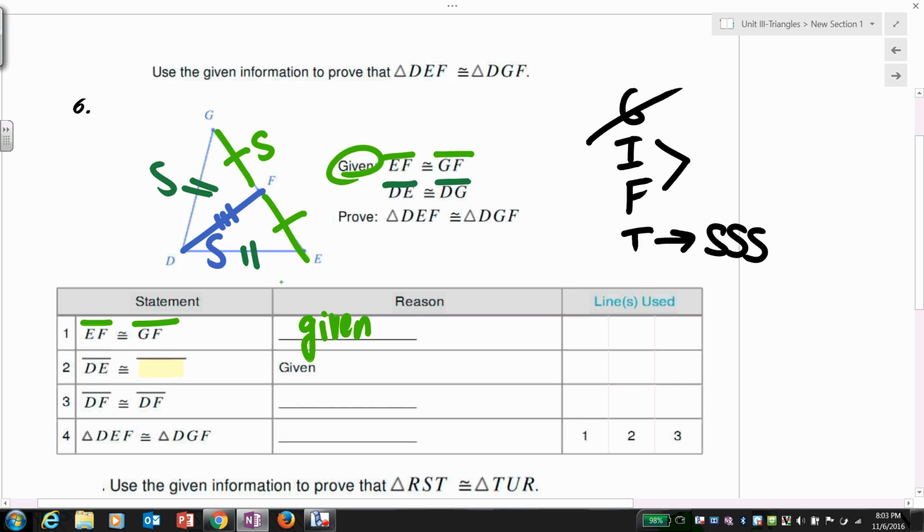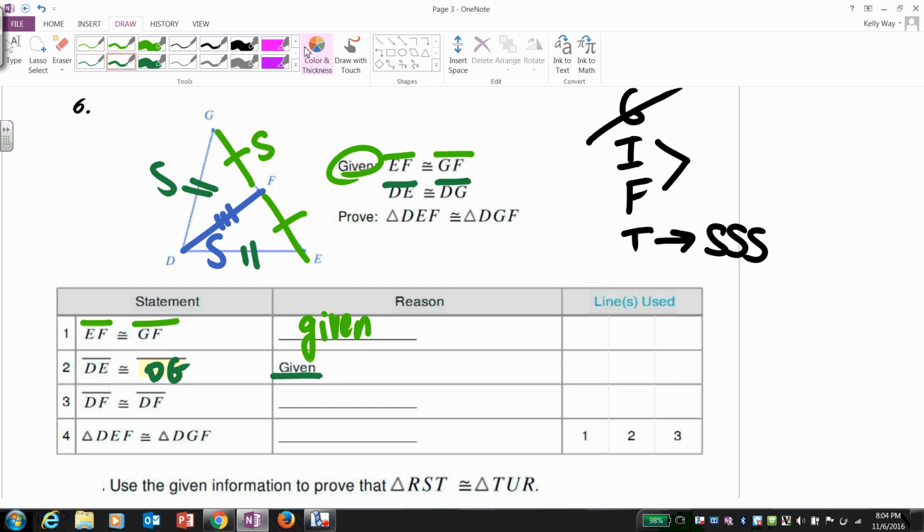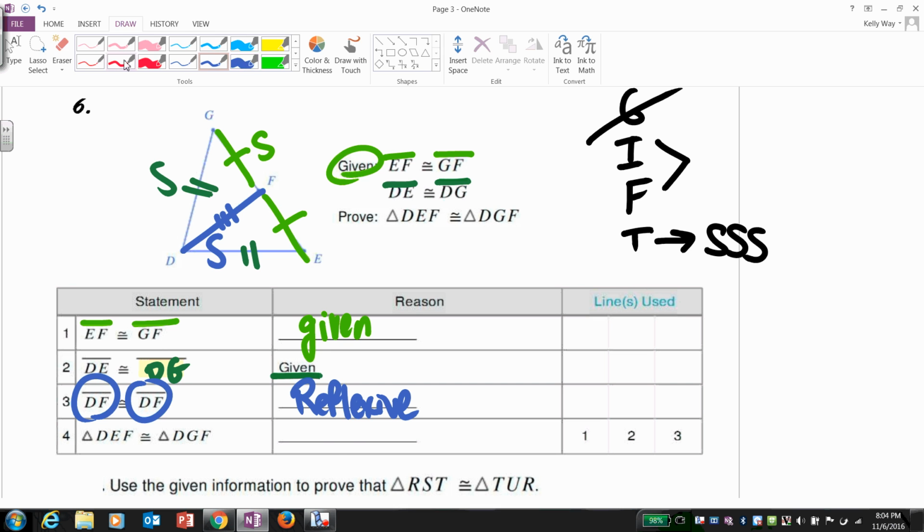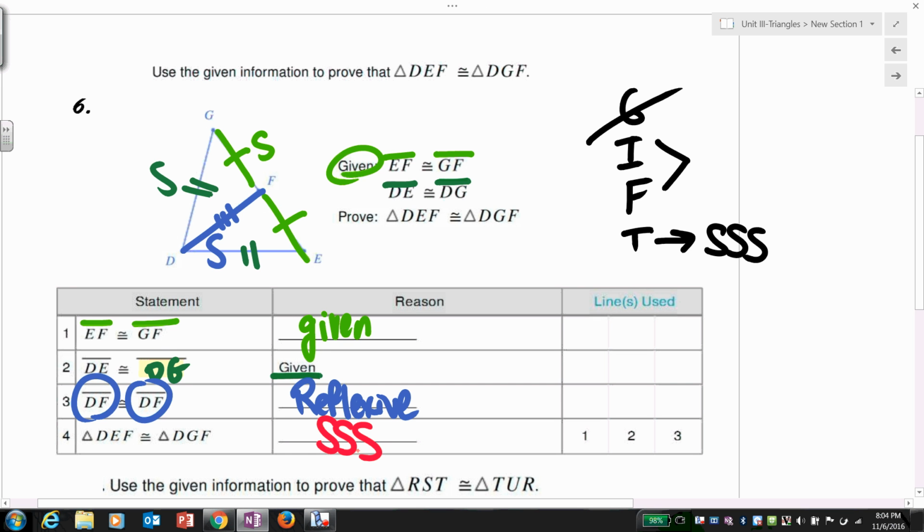Then we come over here. DE is congruent to DG, given. DF is congruent to DF. That's called the reflexive property. Now we can say that triangles are congruent by side, side, side, but we have to name where we get those sides. We get the sides from step 1, step 2, line 2, and line 3.